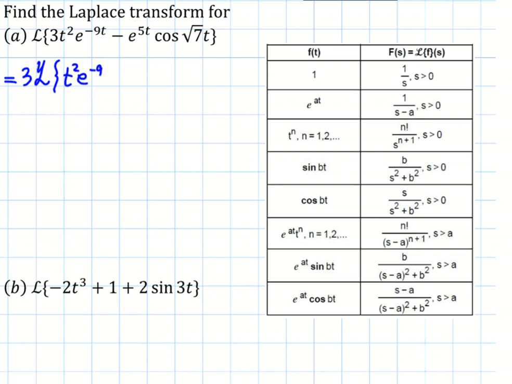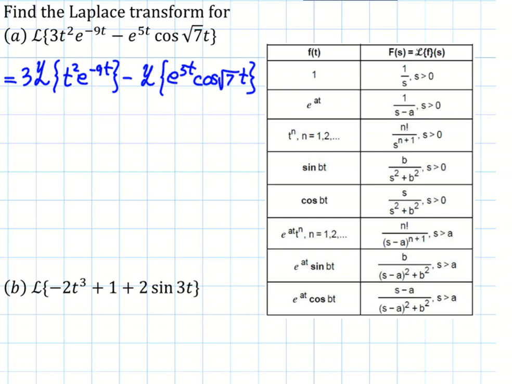to the negative 9t minus the Laplace transform of e to the 5t cosine square root of 7t. So that is the linear property of the Laplace transform. And then we just use the formula.